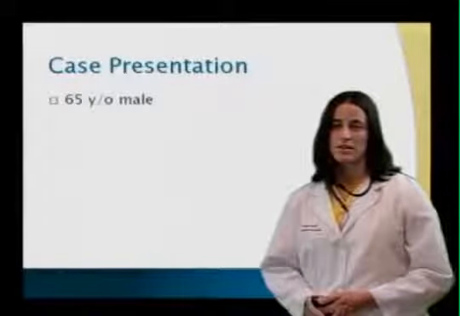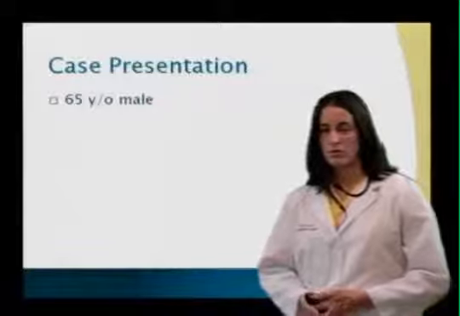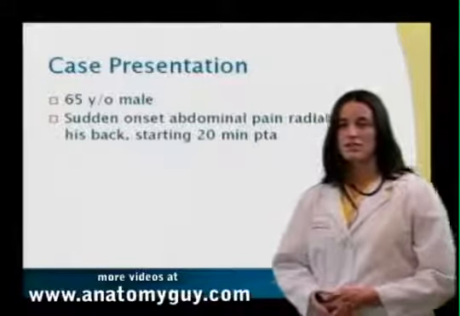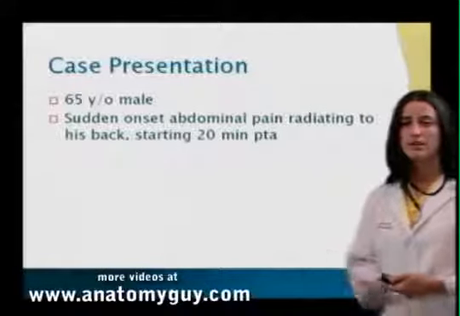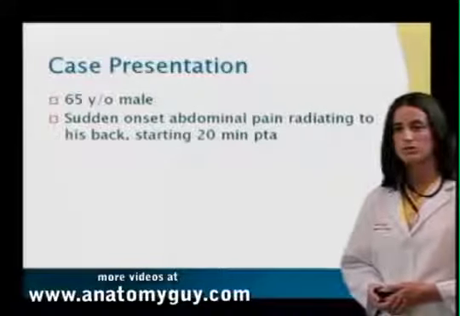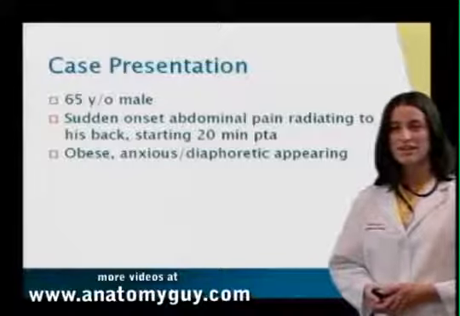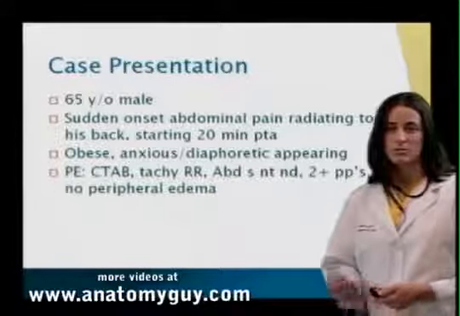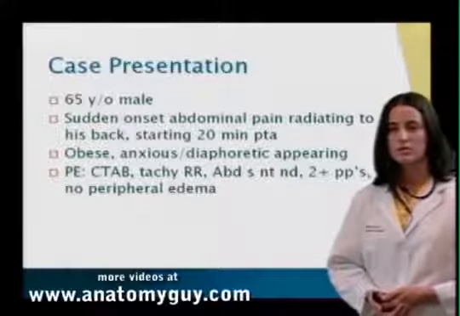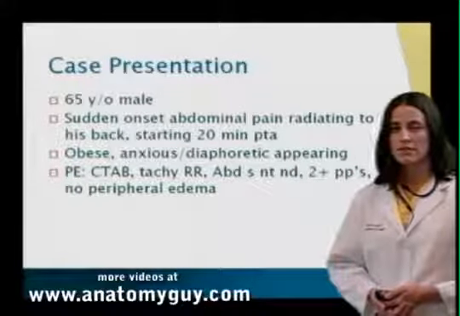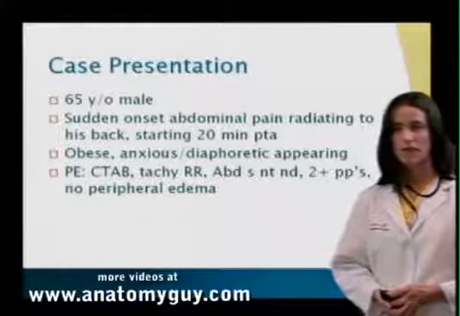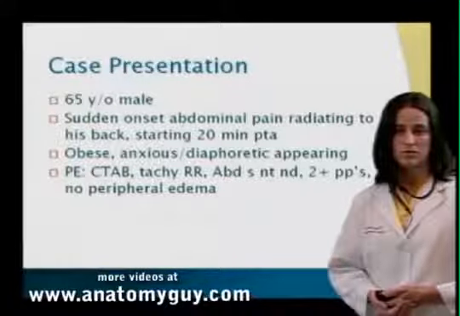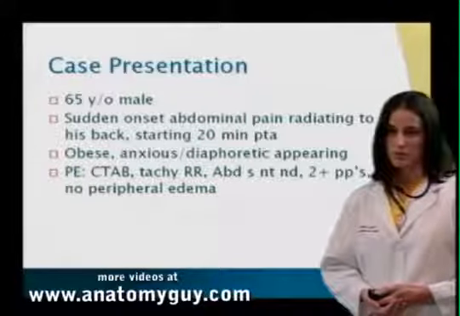For our case presentation, we have a 65-year-old male who comes from home, presenting per EMS. He has sudden onset of pain radiating to his back that started 20 minutes prior to arrival. He's obese, anxious appearing, and very diaphoretic. On a focused physical exam, his lungs are clear to auscultation bilaterally. He has a tachycardic rate, regular rhythm. His abdomen is soft, non-tender, non-distended. He has 2+ peripheral pulses in all 4 extremities and no peripheral edema.